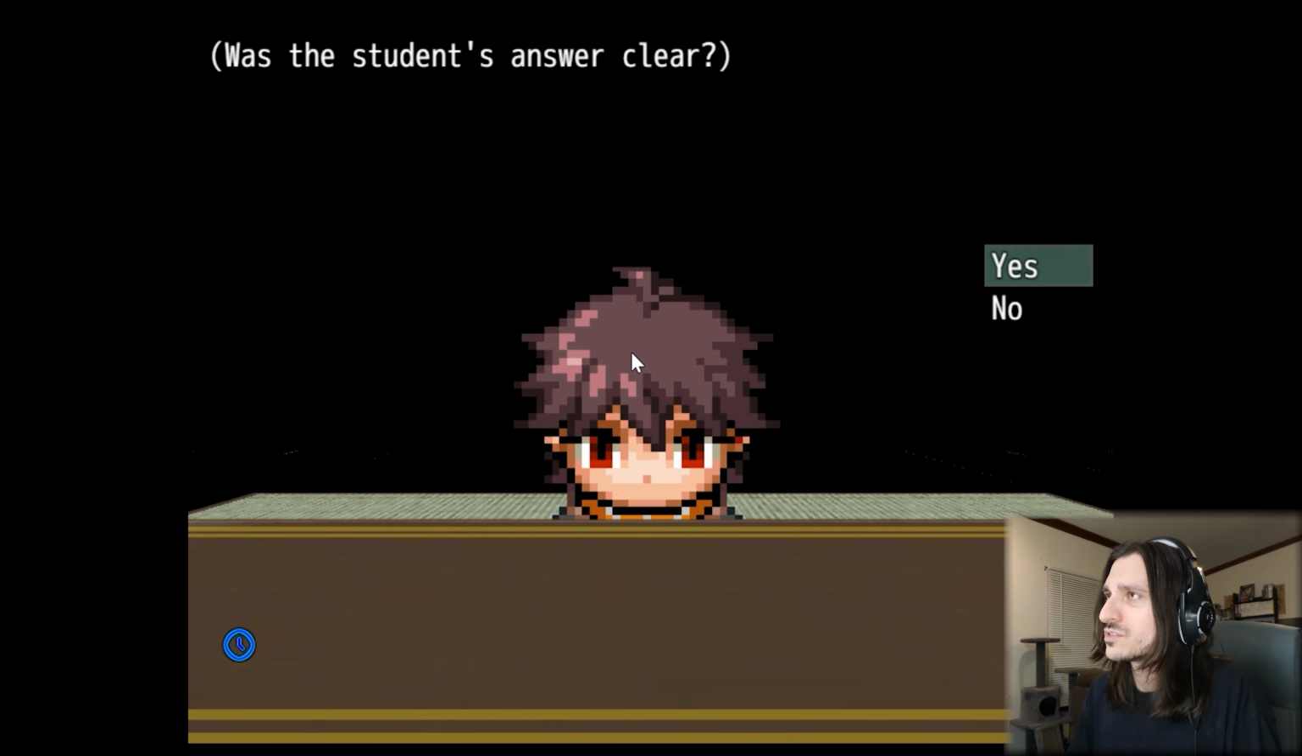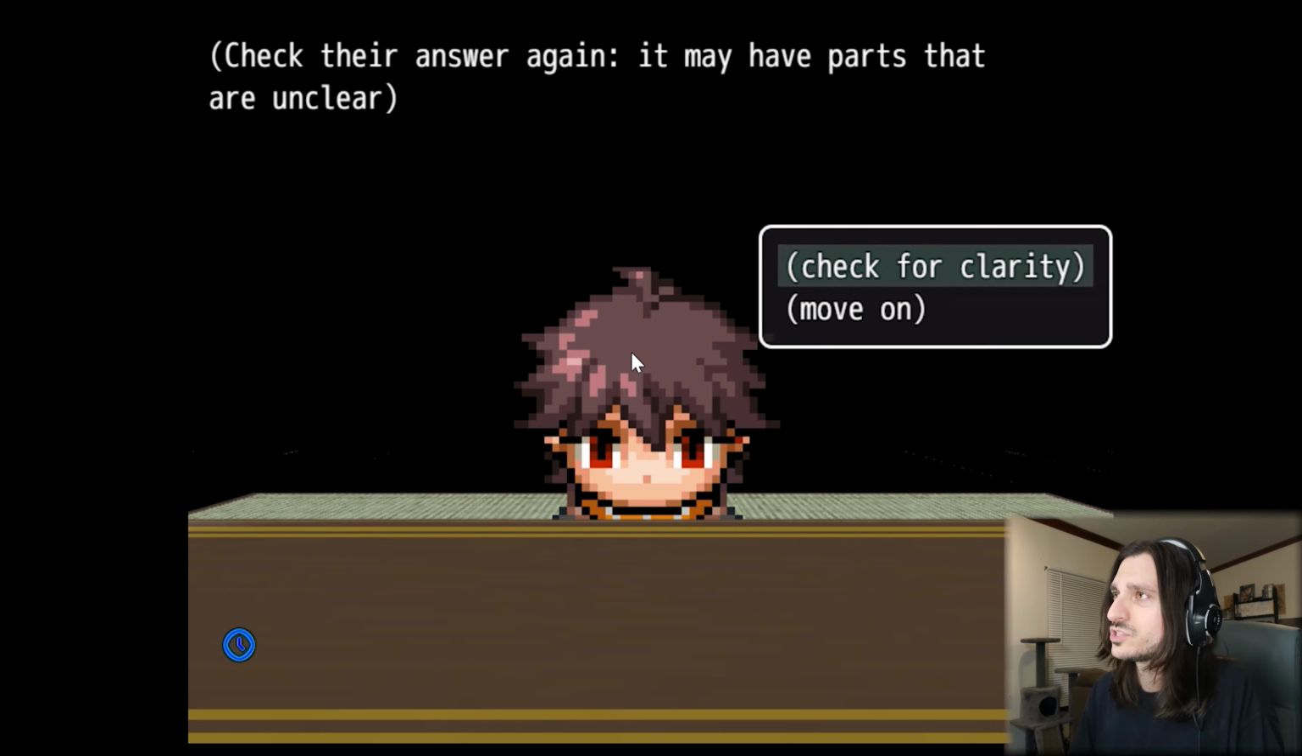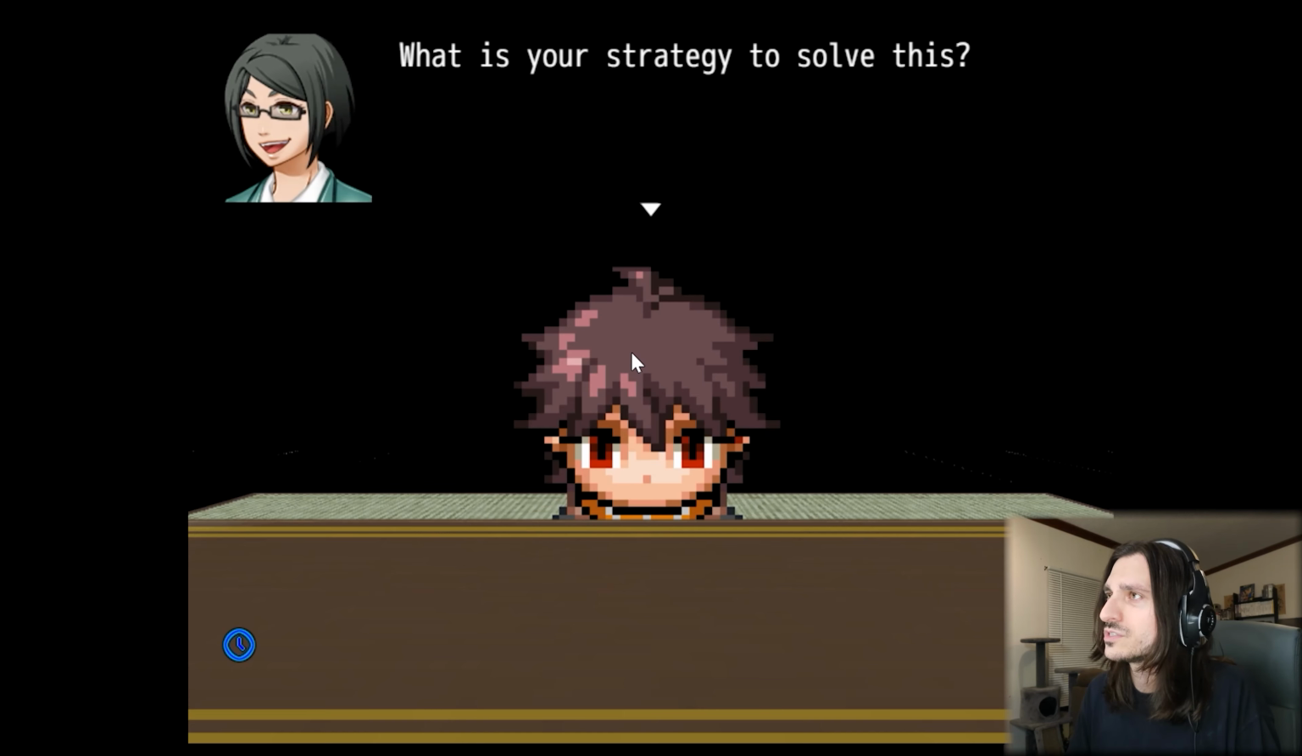Was the student's answer clear? I think it was clear. Check their answer again. It may have parts that are unclear. I'm the teacher. I get to decide that it was clear. We'll check for clarity. What is your strategy to solve this?